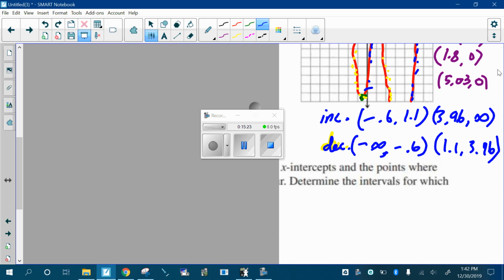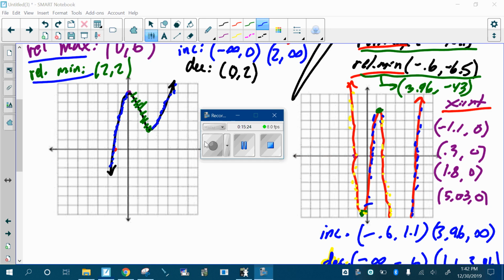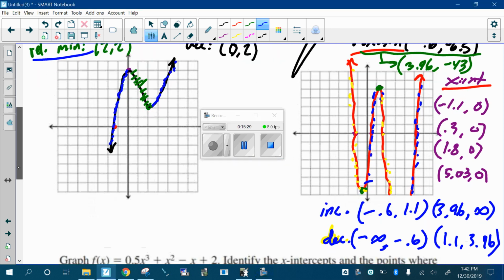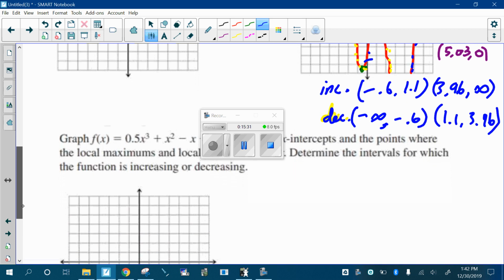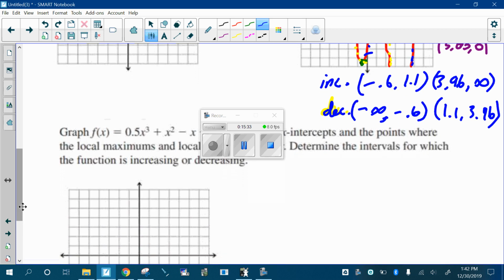Okay. I'm going to pause there on this video. The rest of this you can do as some practice, or you can do the other practice worksheet that we have. But this is an important skill that I want to make sure that you remember. And that concludes this video.